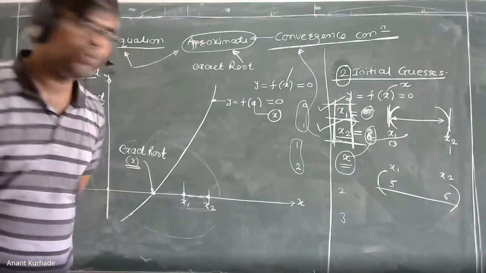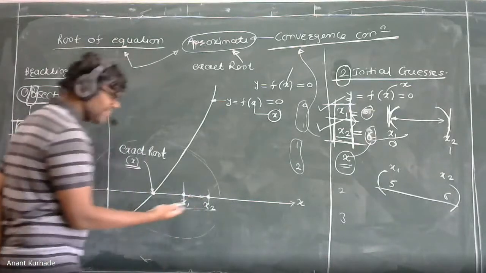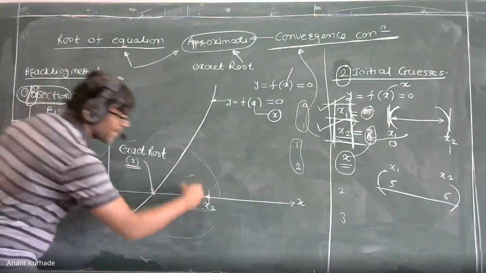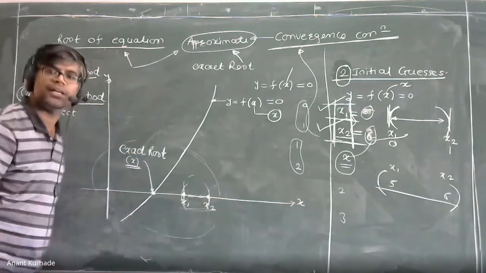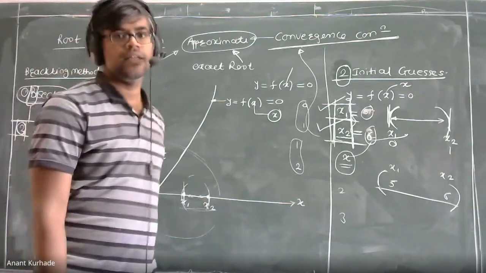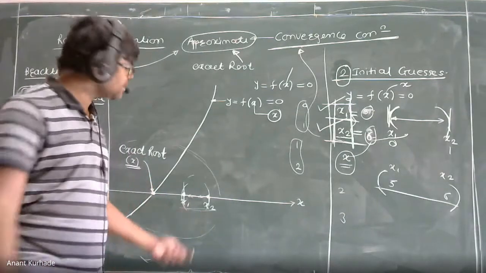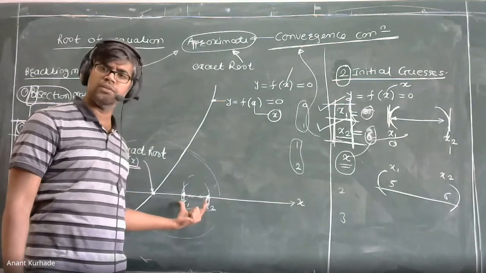No, because see, it is here. The root does not lie between these, because the root is outside this bracket. By observing this graph, you can easily tell that the root does not lie between these two values.